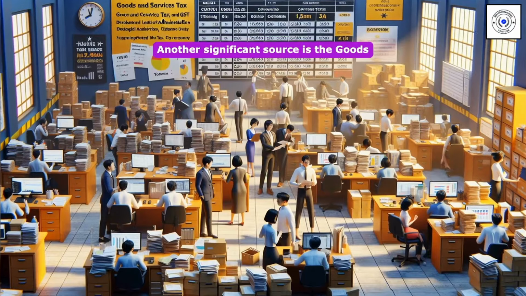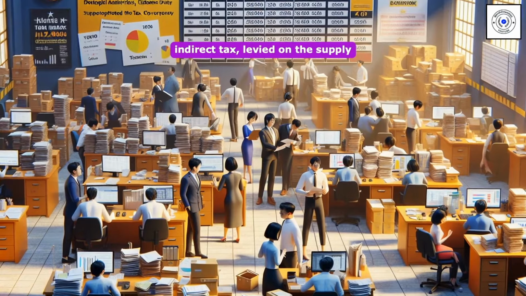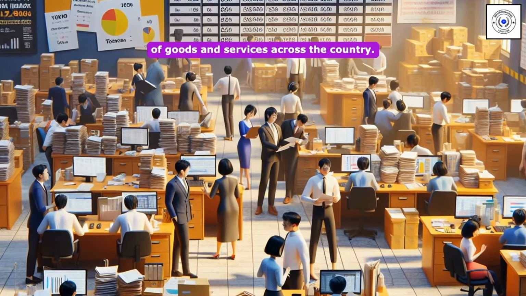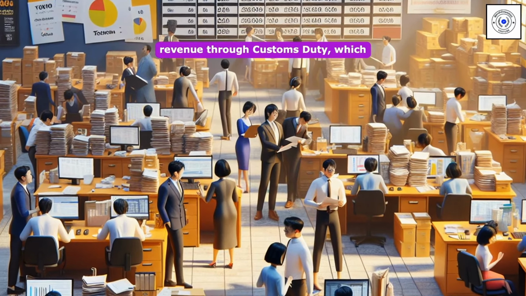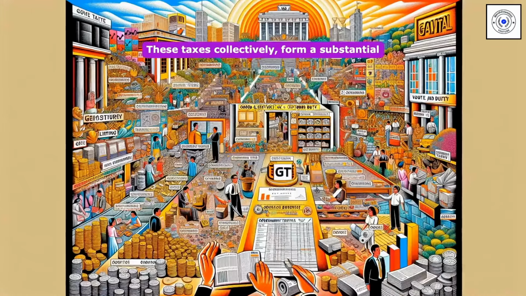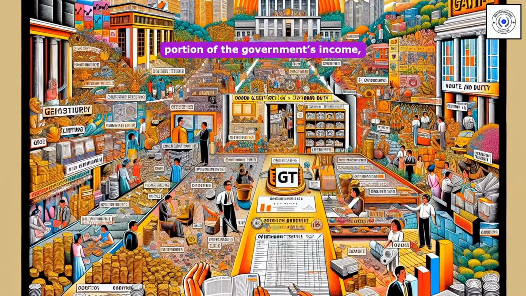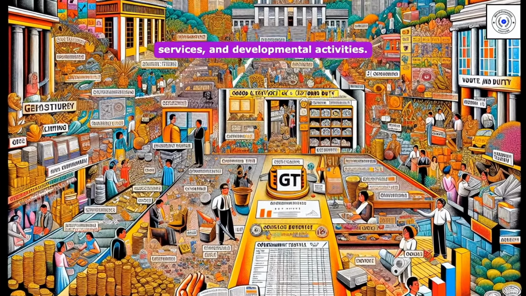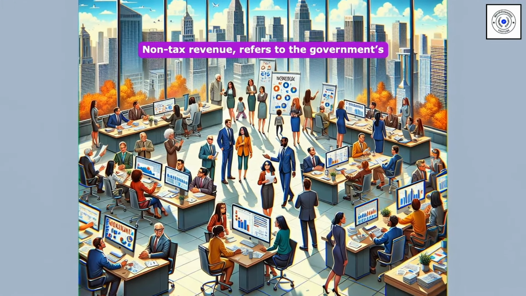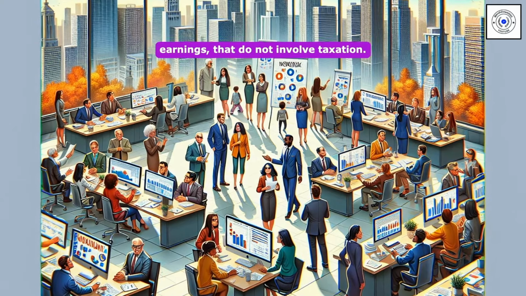earnings. Another significant source is the Goods and Services Tax, GST, a comprehensive indirect tax levied on the supply of goods and services across the country. Additionally, the government earns revenue through customs duty, which is charged on imports and exports. These taxes collectively form a substantial portion of the government's income, enabling it to fund various public services and developmental activities. B. Non-tax revenue. Non-tax revenue refers to the government's earnings that do not involve taxation.